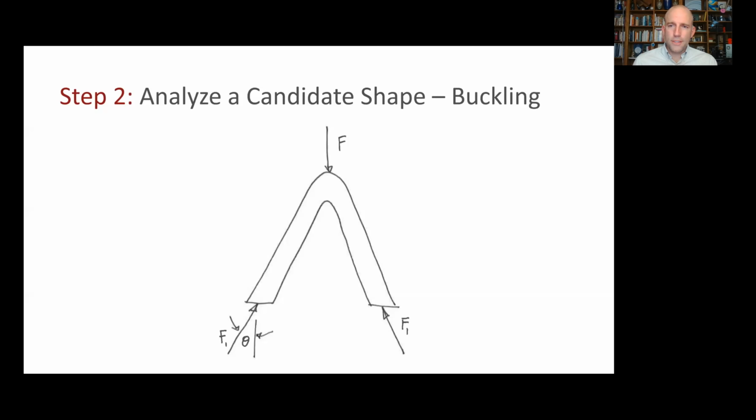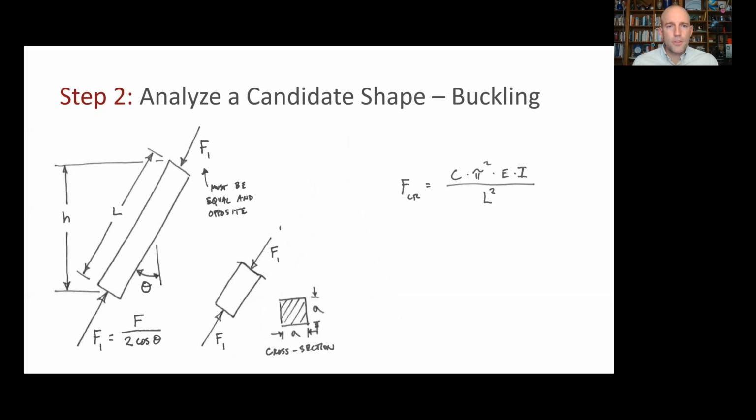All right, so this starts relatively easy, but then it gets a little bit tricky. Writing down the main equation is straightforward. We can just copy this over from our notes. The critical force is equal to this constant times pi squared times the elastic modulus of the material times the area moment of inertia of the cross-section divided by the length squared.